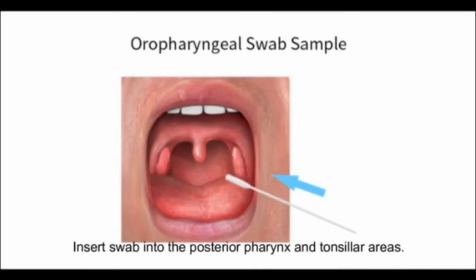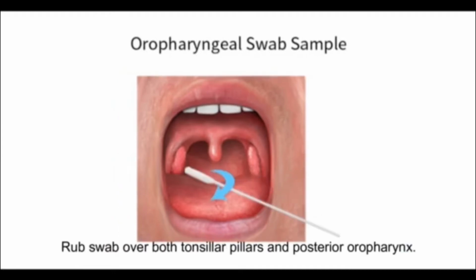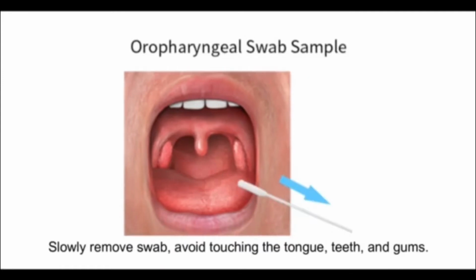Insert the swab into the posterior pharynx and tonsillar areas. Rub the swab over both tonsillar pillars and the posterior oropharynx. Slowly remove the swab. Avoid touching the tongue, teeth, and gums.